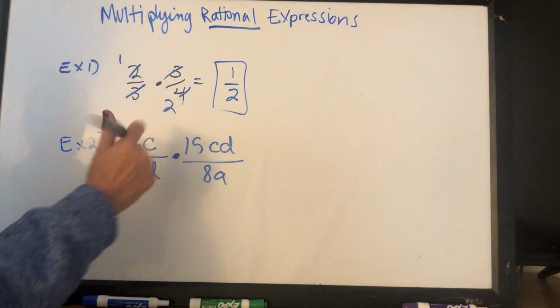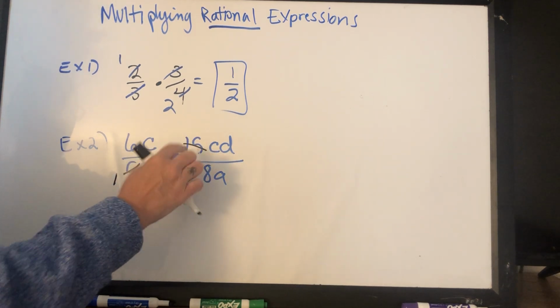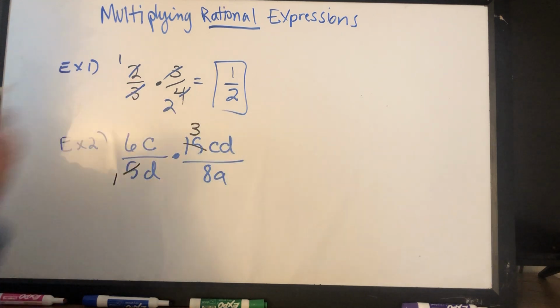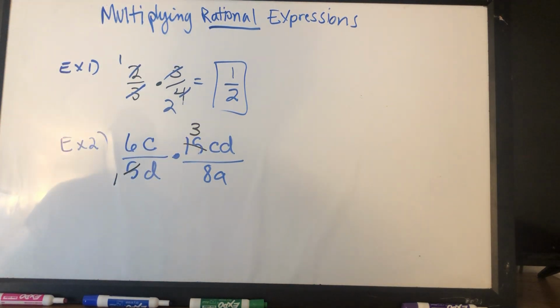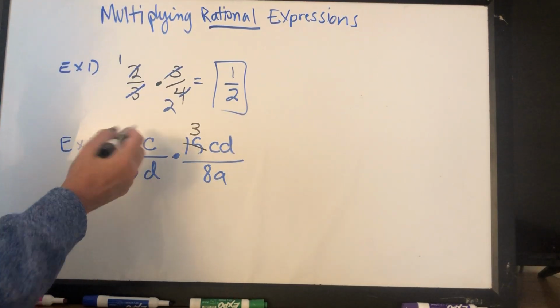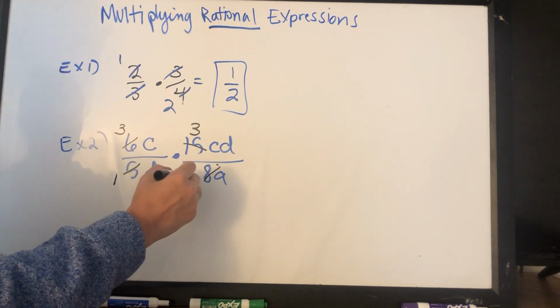So 5 and 15, you can take a 5 out of each of those. That goes to 1. 15 divided by 5 would give you, hopefully somebody said 3. Okay. We're still not done. 6 and 8. What can we take out of a 6 and an 8? 2. So 6 divided by 2 is 3. 8 divided by 2 is 4.